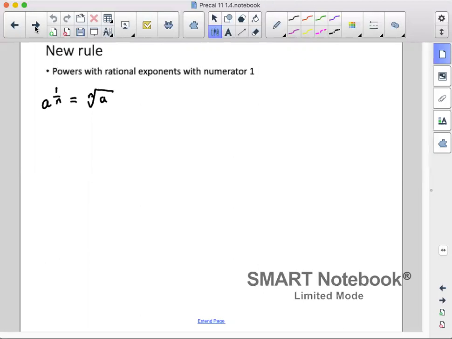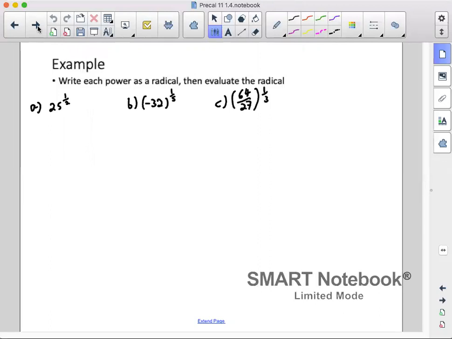So we do have a new rule that we will be going over, which is powers of rational exponents with a numerator of 1. So if we have a to the 1 over n, that's going to be the nth root of a. For example, write each power as a radical and then evaluate the radical.